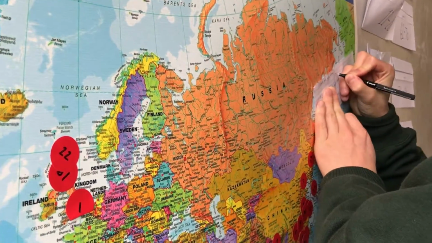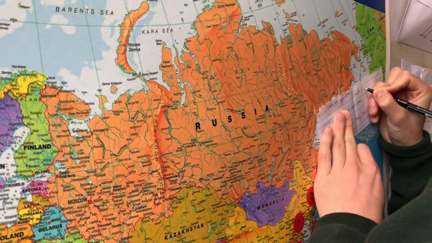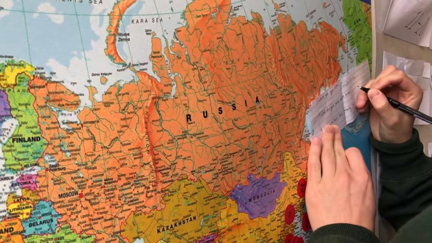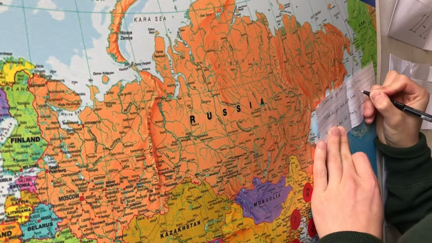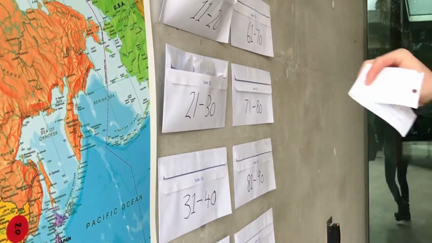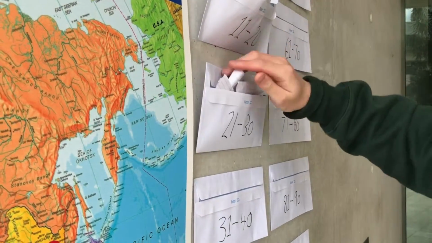Then they will be provided with a question sheet and answer 3 questions. Where are you from? What do you miss about home? And have you ever felt socially isolated away from home? The note will then be placed in its corresponding envelope that is attached to the wall next to the map.